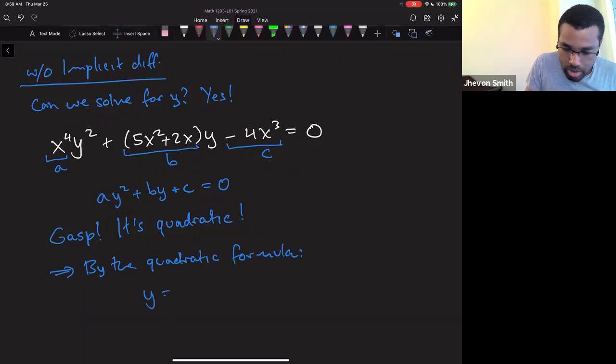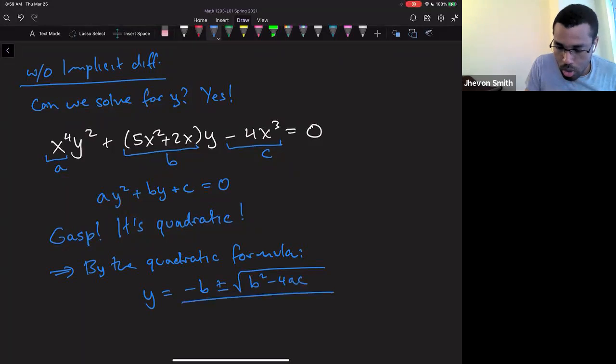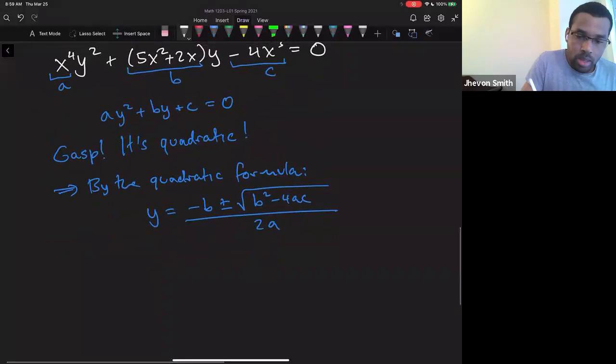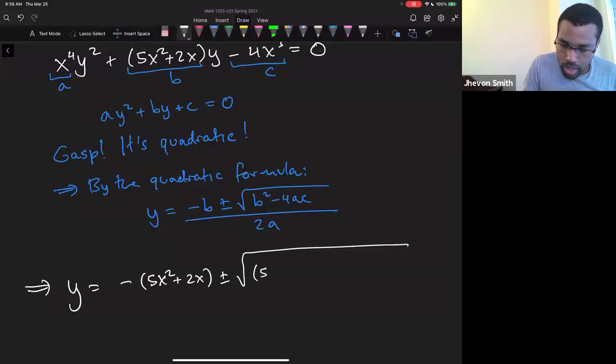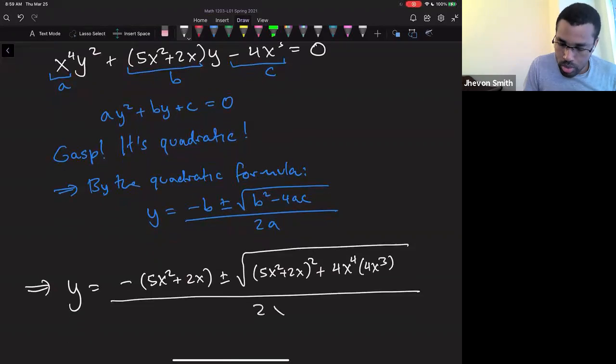So by the quadratic formula, I know that my y is going to be minus b plus or minus the square root of b squared minus 4ac all over 2a. So here, my y is going to be minus b, 5x squared plus 2x, plus or minus the square root of b squared, which is 2x squared, minus 4, well, it becomes a plus because it's minus 4 times a times c, that's an x cubed, all over 2 times a. So that is my y.